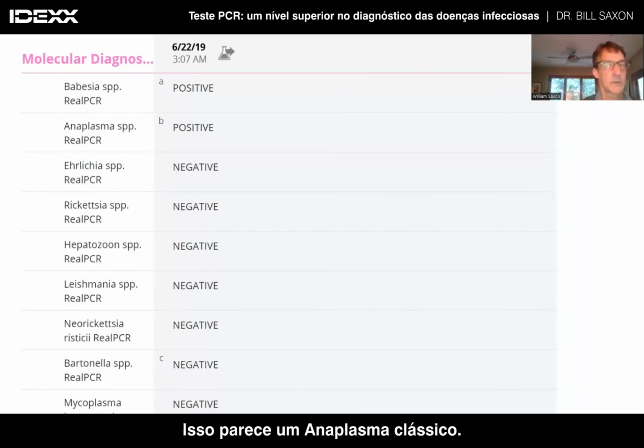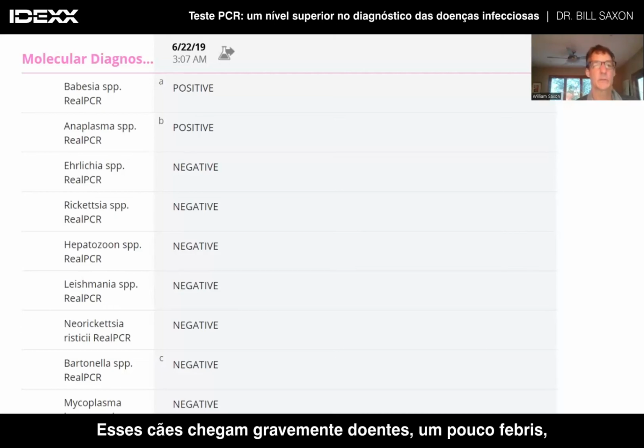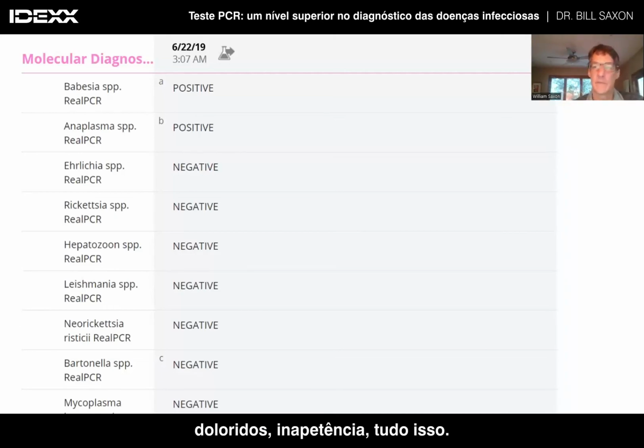Okay, and Anaplasma, this looks like a classic Anaplasma. Those dogs come in acutely ill, a little febrile, painful, inappetent, all of that. So that all fits perfectly well. And in addition, though, we have a Babesia organism here.